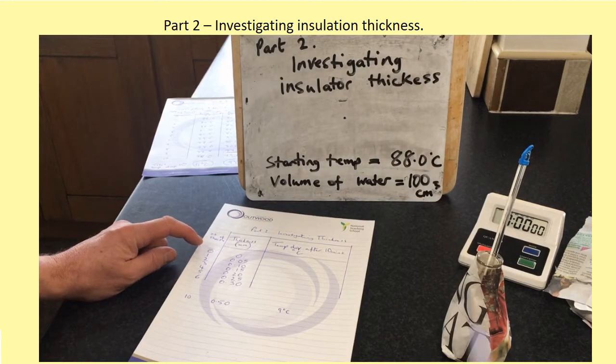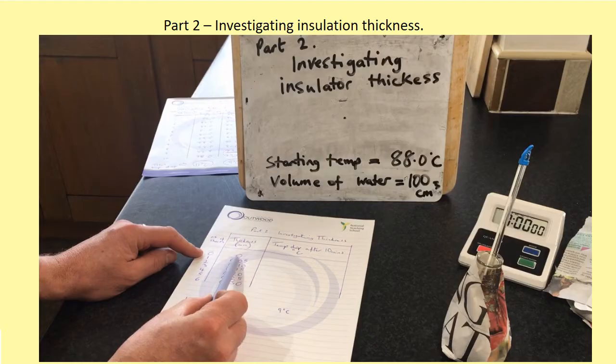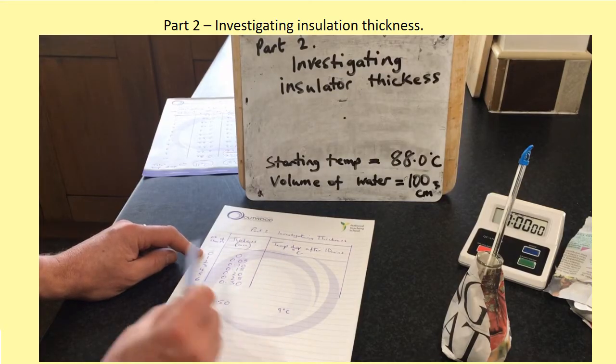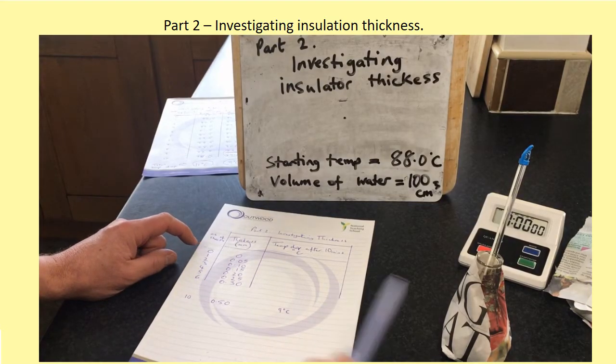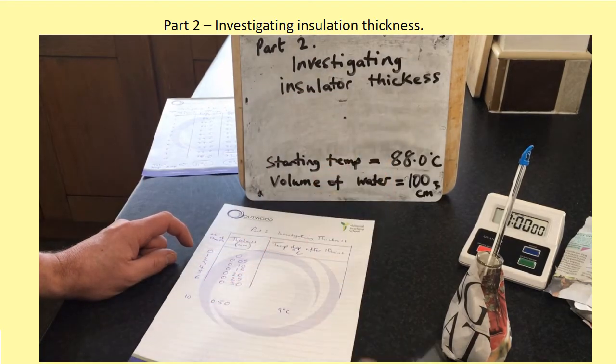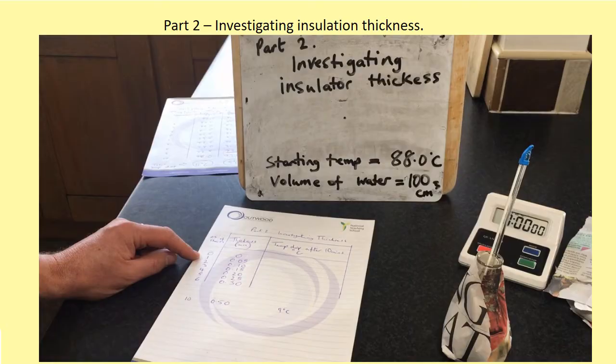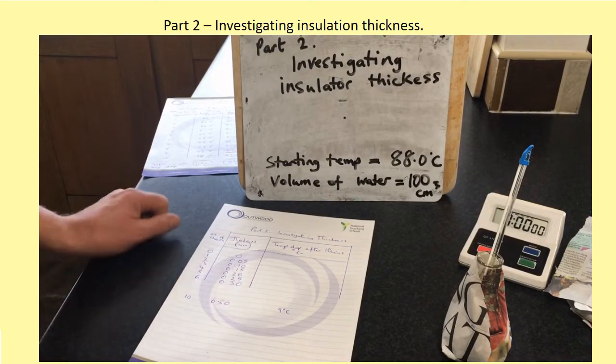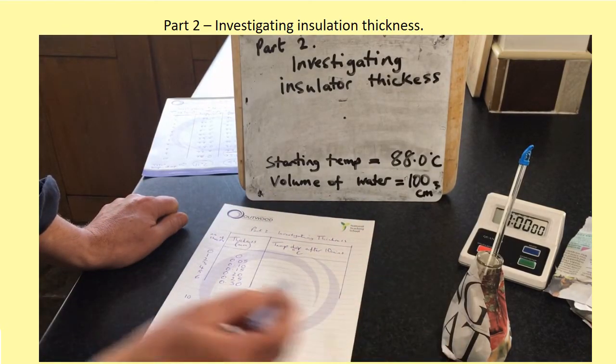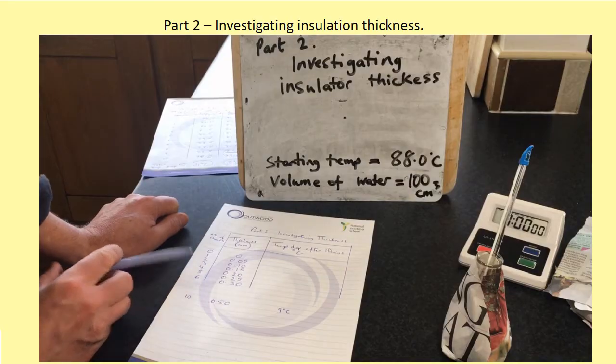we could do this without any insulation at all, and then we'd have a thickness of 0. I'll probably do that last and I'll add it in for you so that you've got it afterwards. At the moment, that's one layer. I measured the thickness with the micrometer, so one layer is 0.05 millimeters. I'm going to do one layer, 2, 3, 4, 5, 6.